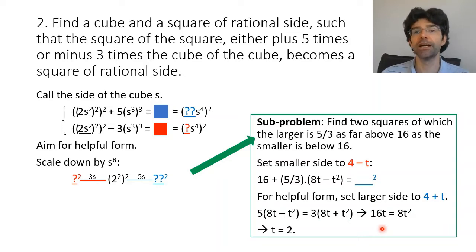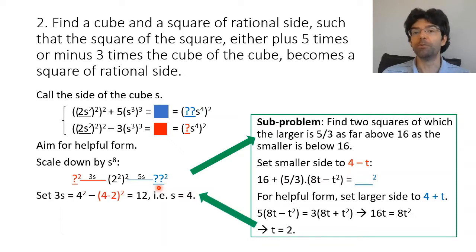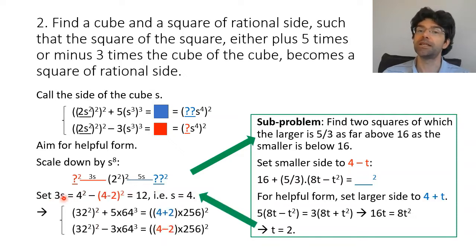We can then check by plugging in the value, and we can find that 4 minus 2 squared, so 4 squared, 16, and 4 plus 2 squared, 36, are in the right proportions. So we go back to our original problem, and we know that the thing to do is to set 16s to the 8 minus 3s to the 9 equal to 2s to the 4 squared. So in other words, we have 3 times s to the 9 is 12 times s to the 8, and so we can read off s equals 4.